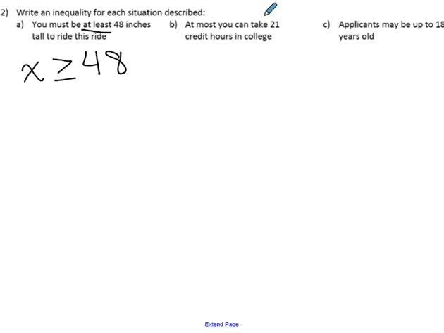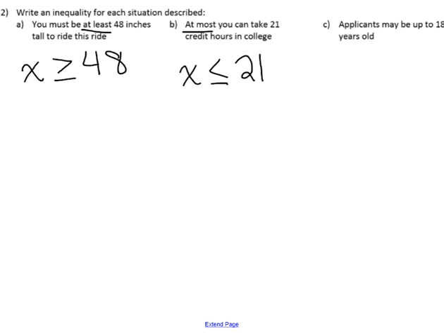Okay, so next one. At most, you can take 21 credit hours in college. So at most. So can I take more than 21? No, I can't. That's what at most means. So I'll use X again. So at most, you can take 21 credit hours in college. So X has to be less than 21, because less than can't be more than, right, at most. And again, it implies that it could be exactly 21. So we're going to call this less than or equal to.